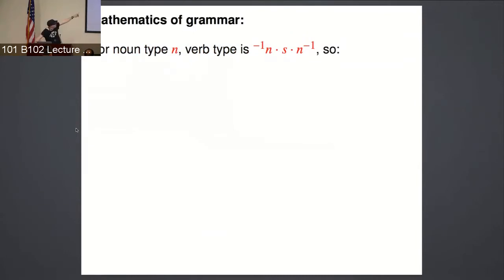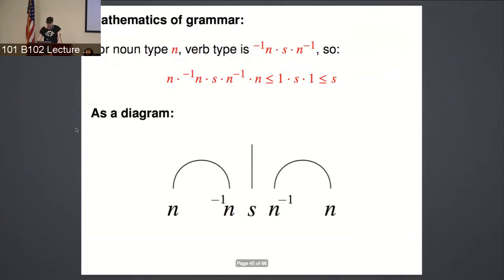That's what you see there. You've got an S for sentence in the middle. You've got n with a -1 on the left, asking for a noun on the left. You've got n with a -1 on the right, asking for a noun on the right. Then you can do a little calculation. You stick a noun in on the left, stick a noun in on the right. They cancel out by standard algebra. You see that the type of the combination noun, transitive verb, noun is sentence. That's what you want. That's how this works.